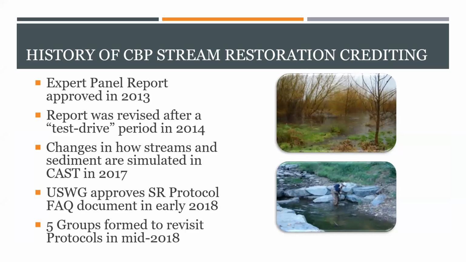And so we put together at the Urban Stormwater Work Group a frequently asked questions document with the Center for Watershed Protection in early 2018. What that did was basically lead to a lot more questions than it did just straightforward answers. And so in the summer of 2018, we kicked off an effort to form 5 different groups to go back and revisit each of the stream restoration protocols. And we have been working on that ever since.